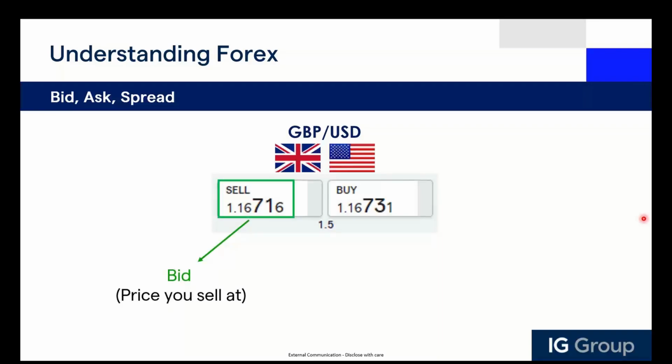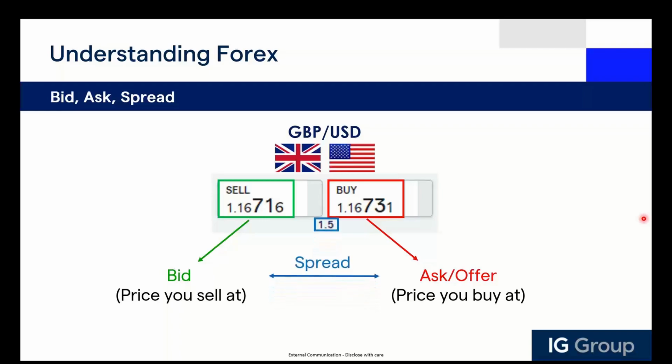Okay, so if we look at the sell side, it is actually the bid price. It's basically the price that you are looking to short. On the other hand, there is a buy price, which is the exchange rate that I'm willing to go long on. So this is the ask or the offer. Often you hear things like the bid-ask spread or the bid-offer spread. The difference between the sell and the buy is what we call the spread.